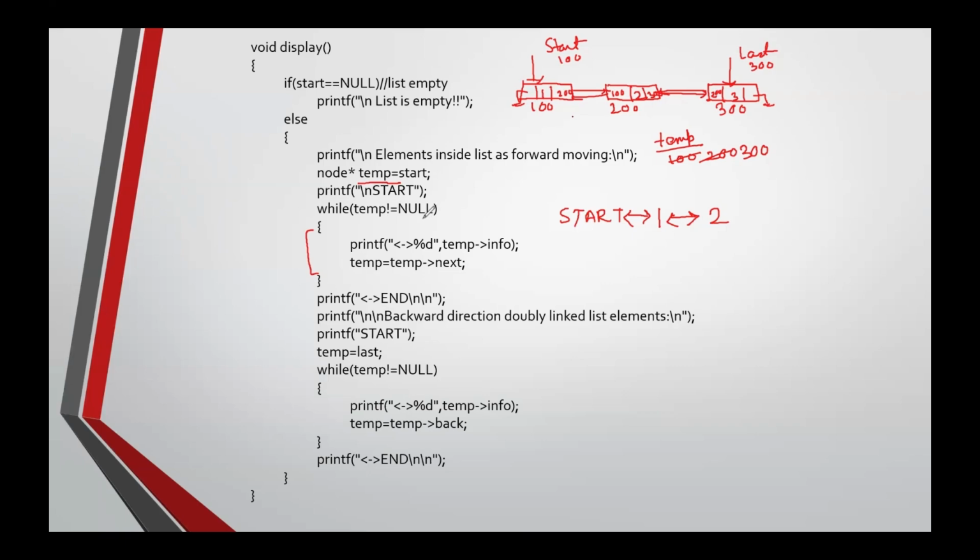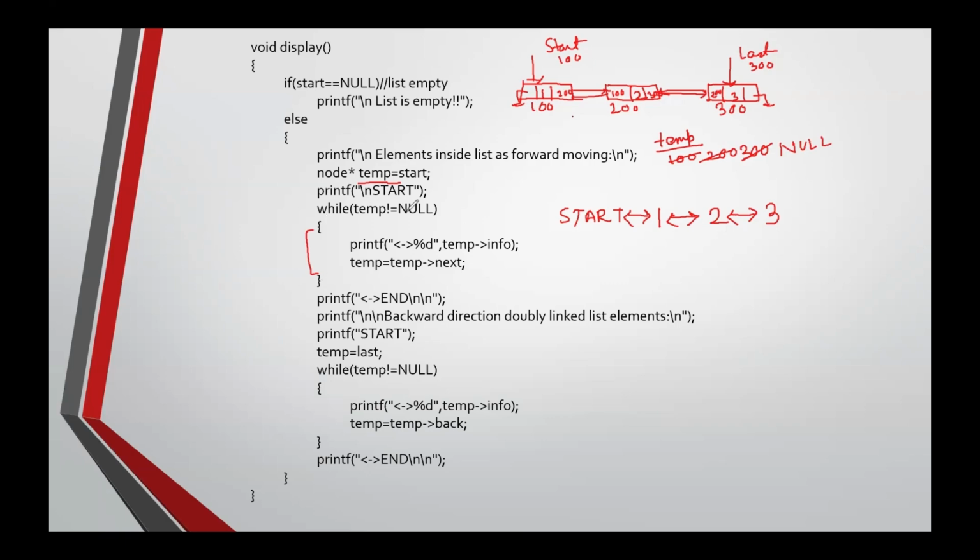Ending curly bracket, go to starting curly bracket. Temp is not equal to null. Yes, it is true because it is 300 right now. If it is true, then the body of the loop is executed. What is the body of the loop? This one, percent d, temp info. What is temp? 300. The info of 300 is 3. So it will print the value 3. Then temp equal to temp next. 300 next is null. Right now the value is null.